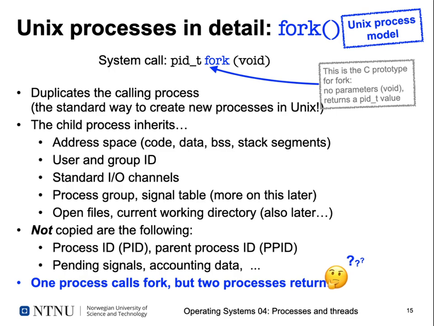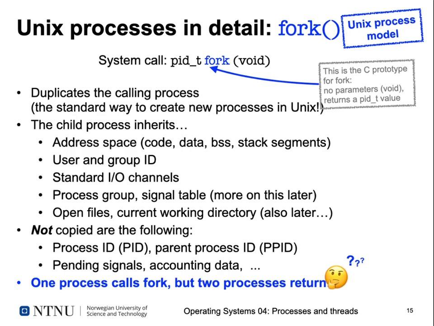There are only a few things that are unique to your child process. Not copied is the process ID. Of course, we said there may be only one process having a given process ID at any time. So our child process needs a new process ID. And of course, it has a different parent than the process that calls it. So it also gets a different parent process ID. And some other things like pending signals. We'll talk about signals later. And maybe some accounting data for how much time it has used on a CPU and so on. These are actually provided individually for your child process.